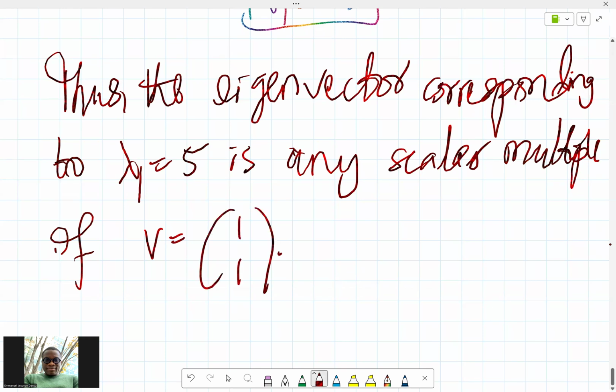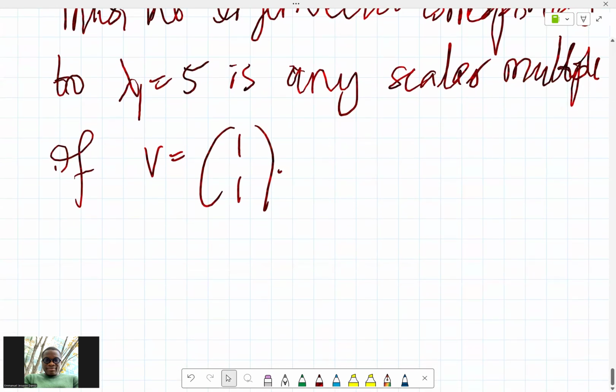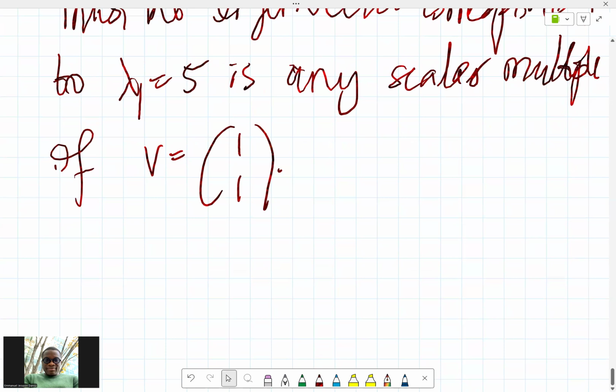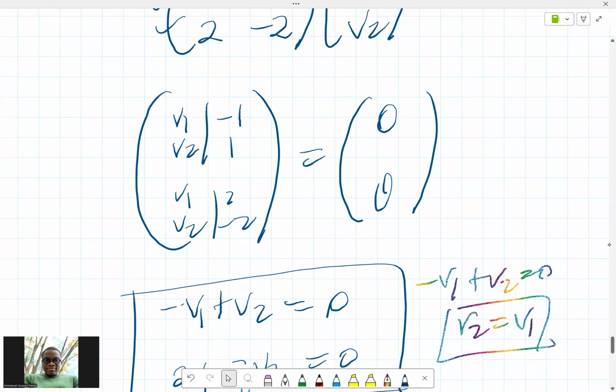That's the eigenvector, because I mean V1 is equal to V2. So any other thing that can multiply this, it can be 1, 1, 2, 2, minus 1, minus 1, 0, 0, anything like that, as far as they are the same. So that's for lambda 1 equals 5.